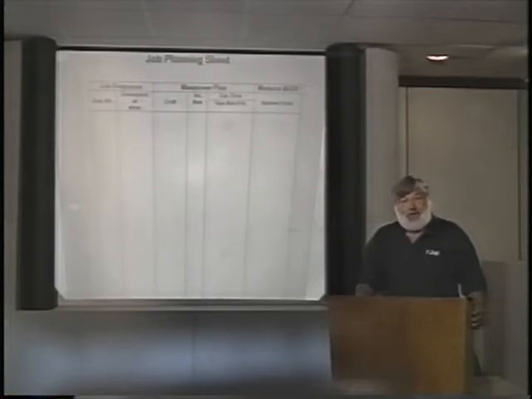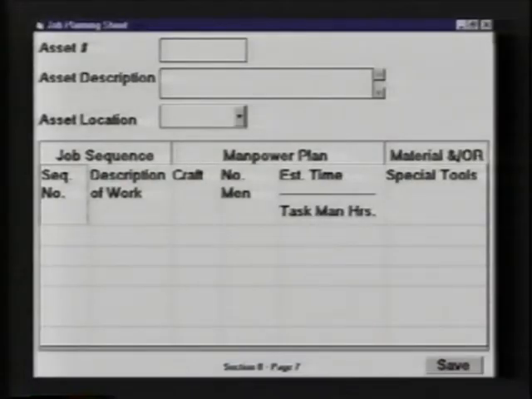Now, if you look at that particular job planning sheet, you notice that there is no indication of the asset number, the location of the asset, or any other data. This is used strictly for job planning, and the asset information is filled in on the top of this particular exhibit. This exhibit, which is in your notebook as page 7-1, shows the data elements that we reviewed on page number 7.